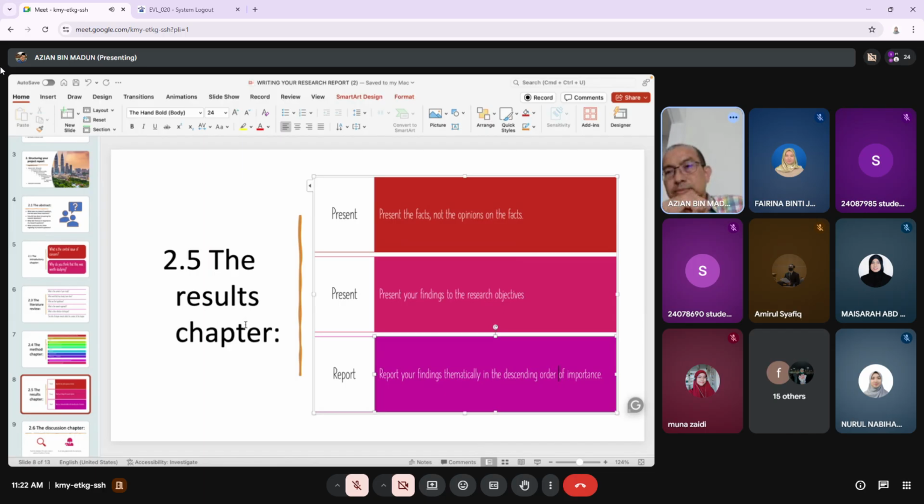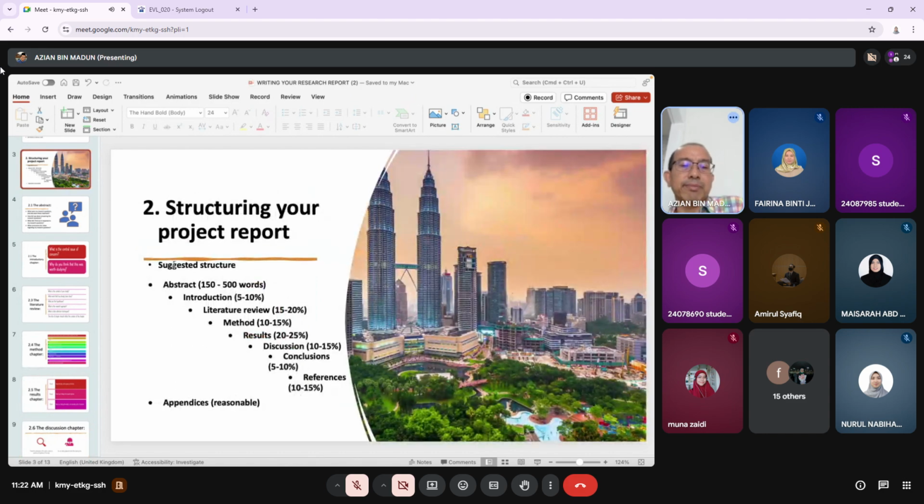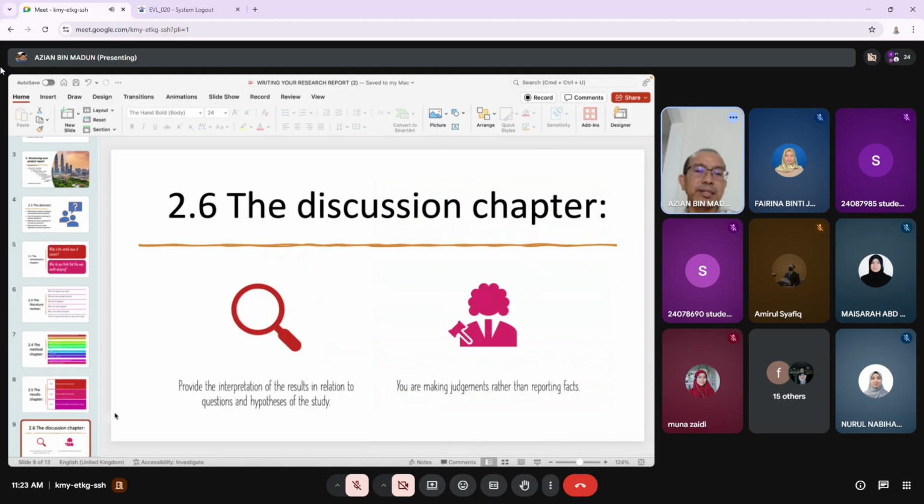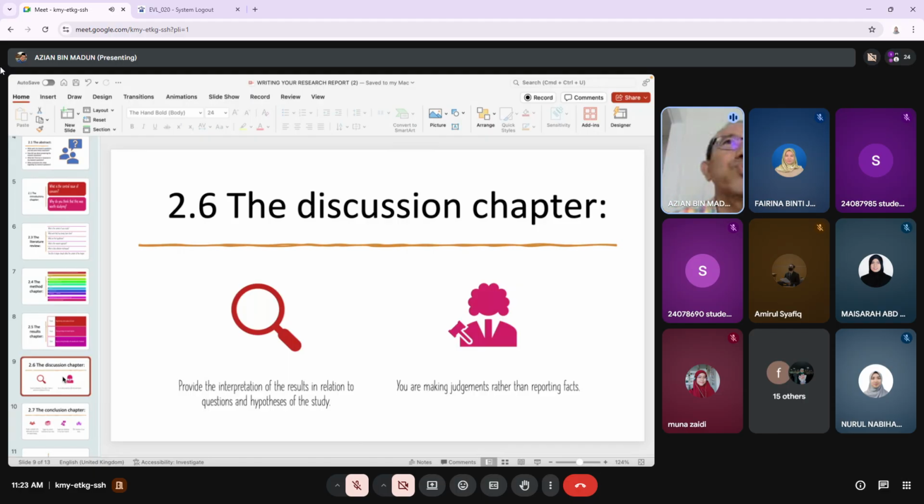Maybe I have to comment on something here. Sometimes you will find results and discussion together in one chapter, which is also possible. There are some theses that combine results and discussion together, meaning not only do you present your findings, but you also comment on them. Usually this happens, I found, in qualitative research.